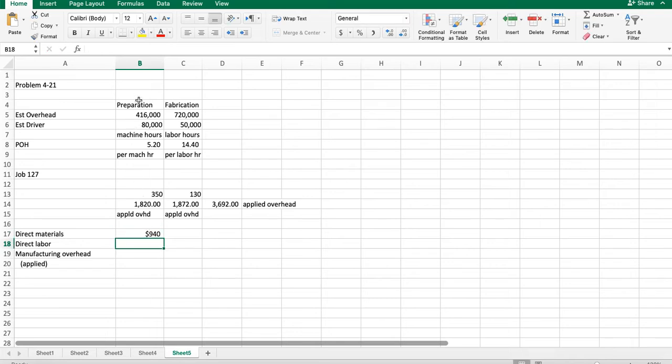940. Now, this is in the preparation department, so I'm still using these headings here. Direct labor was 710. Again, that was given. Manufacturing overhead we calculated right here. And then again, using information from my cost card, 1200, 980, and then 1872, which again was calculated right there.